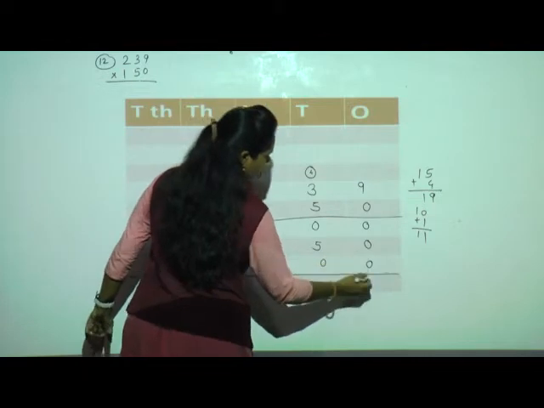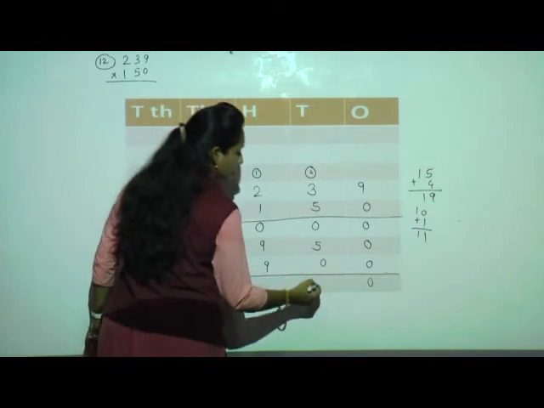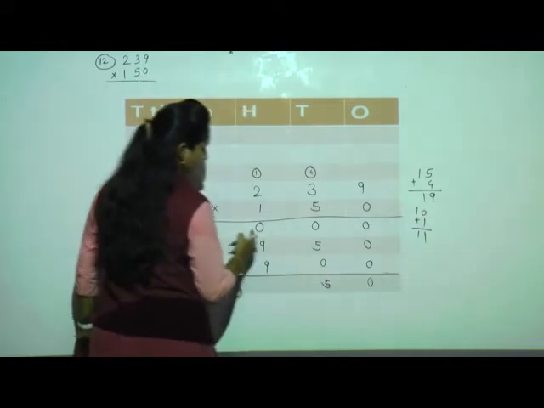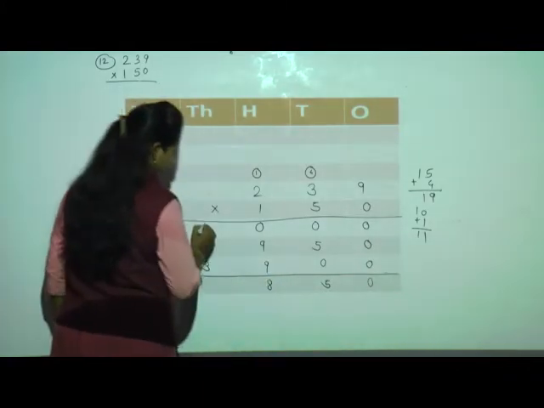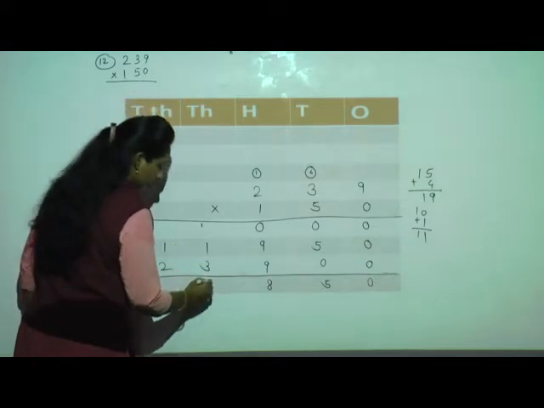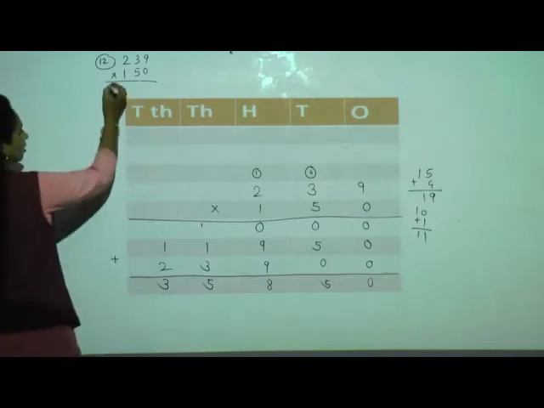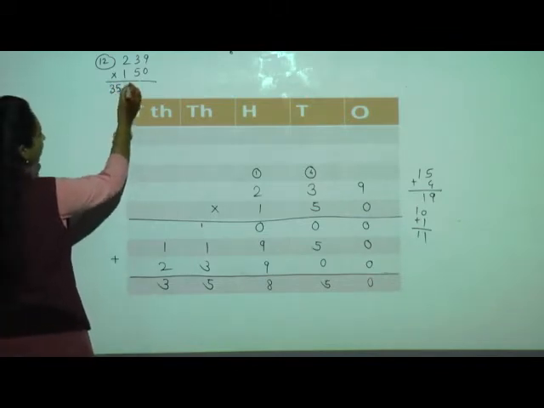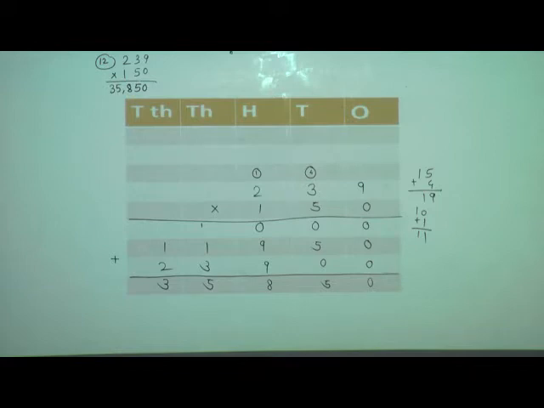0 plus 0 plus 0 is 0. 0 plus 5, 5. 5 plus 0, 5 only. 0 plus 9 is 9. 9 plus 9 is 18. 1 will be carry over. 1 plus 1 is 2. 2 plus 3 is 5. 1 plus 2 is 3. What is the answer? 35,850. Understood? Clear till here? Yes, very simple. Now we will move to the next question.